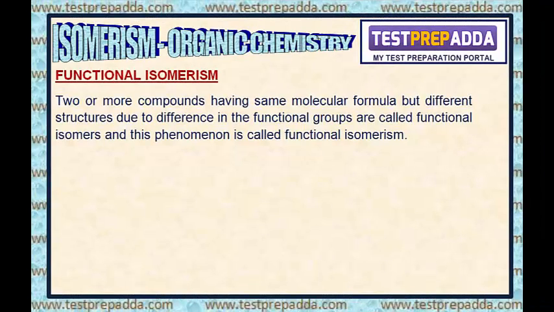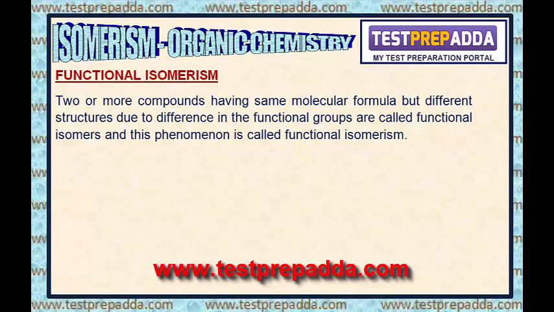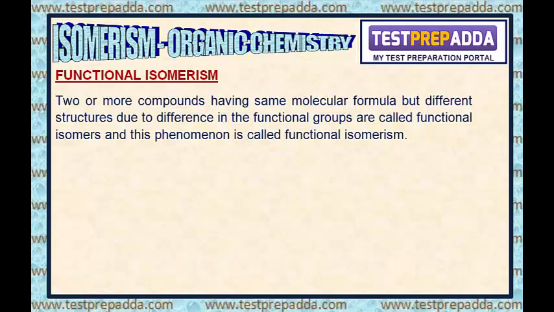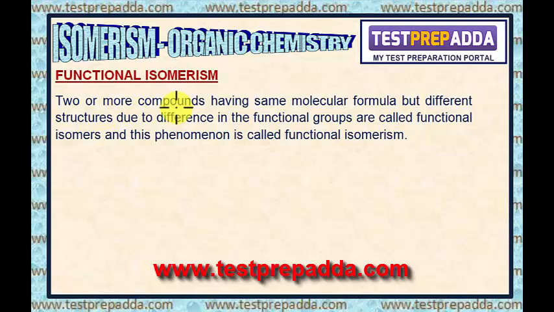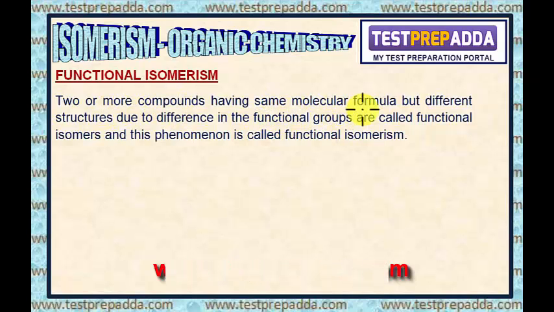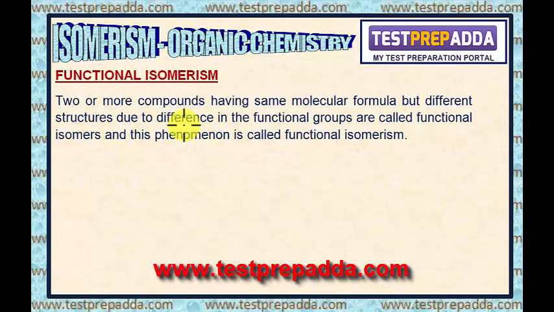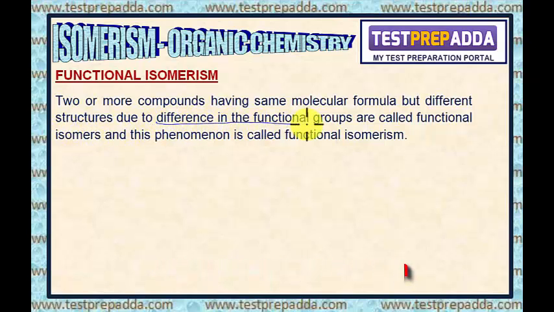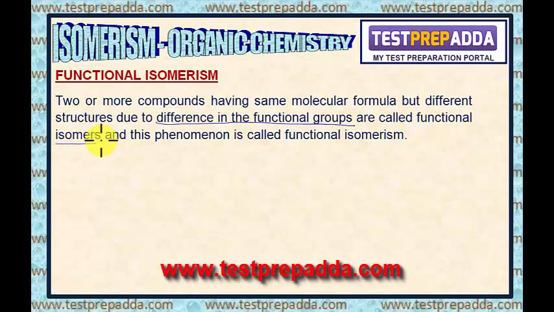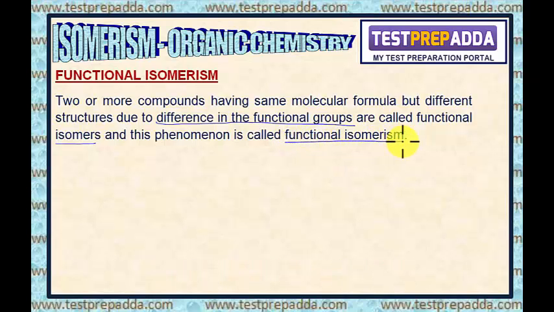Dear students, in this session of isomerism, I will discuss functional isomerism and metamerism. First, functional isomerism. What is the definition? Two or more compounds having the same molecular formula but different structures due to difference in the functional groups are called functional isomers, and this phenomenon is called functional isomerism.